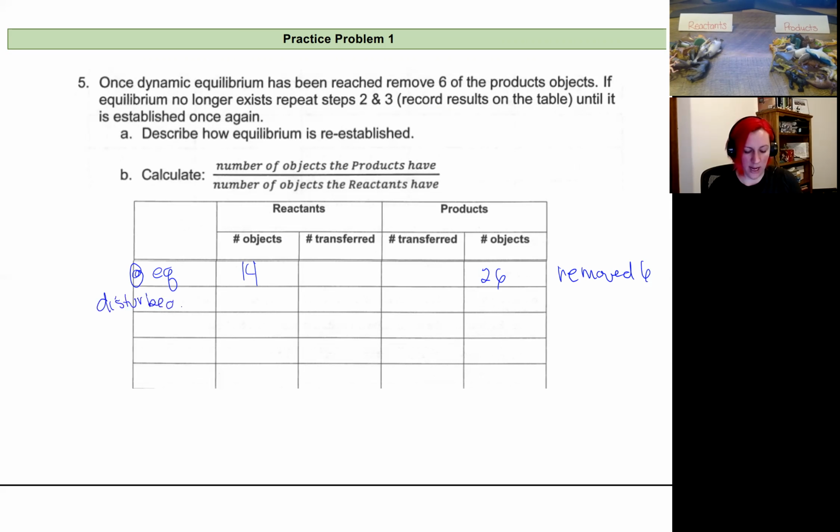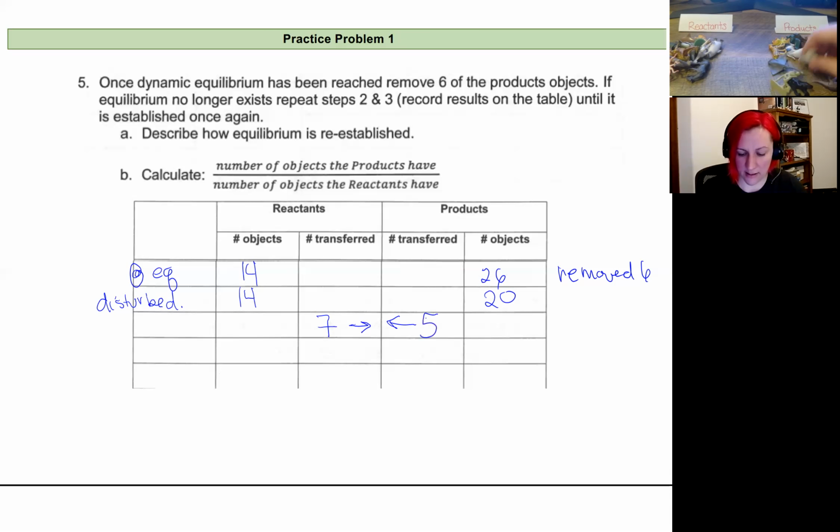I'm no longer at it, right? So I'll have 14 and 20. And now I'm going to do my same process. I'm going to transfer a quarter from my products and half of my reactants. So that'll be 7, and a quarter of 20 is 5.